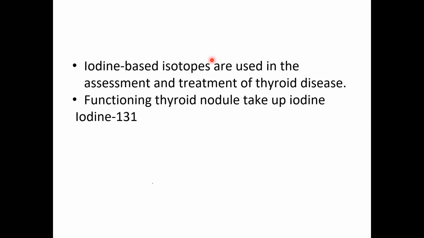Iodine-based isotopes are used in the assessment and treatment of thyroid disease. A functioning thyroid nodule takes up iodine-131. So once again, technetium-99m and xenon-127 for the lung scan, and now it is iodine-based isotopes.